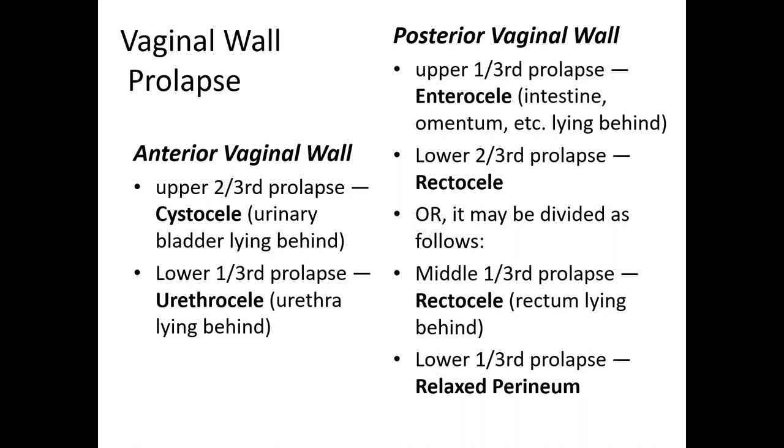Vaginal wall prolapse: the anterior vaginal wall, upper 2/3 prolapse is known as the cystocele, where the bladder lies behind. Lower 1/3 prolapse is known as the urethrocele, where the urethra lies behind. Posterior vaginal wall, the upper 1/3 prolapse is known as the enterocele, where the intestine etc. lies behind. Lower 2/3 prolapse is known as the rectocele. The lower 2/3 also can be divided as follows: the middle 1/3 is the rectum, because the rectum lies behind, and the lower 1/3 is the relaxed perineum.